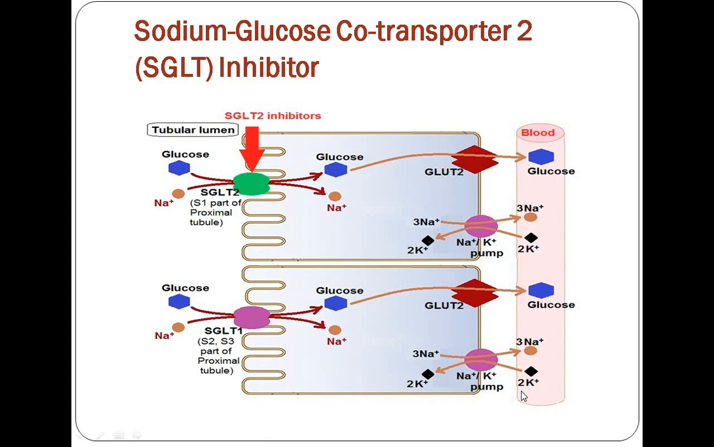So these are the drug classes. In the next class we will see their specific side effects, interactions, and other things.